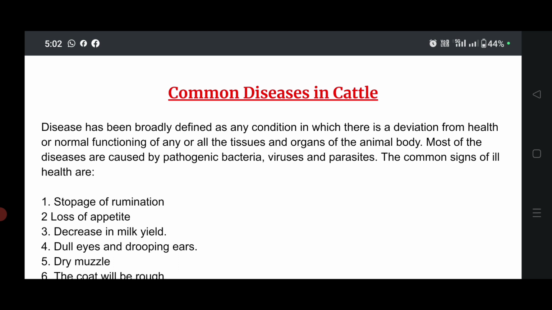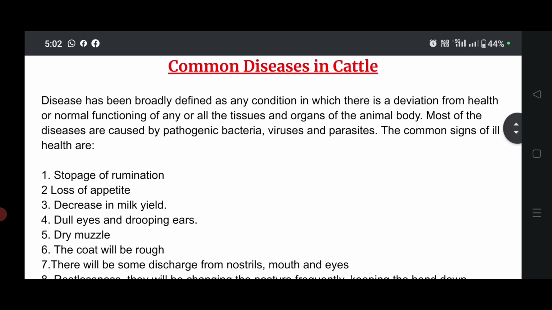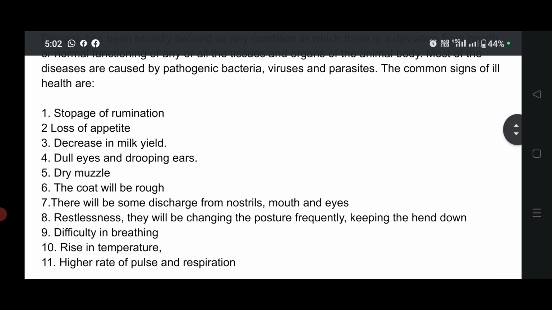The common signs of ill health are: 1. Stoppage of rumination. 2. Loss of appetite. 3. Decrease in milk yield. 4. Dull eyes and drooping ears. 5. Dry muzzle. 6. The coat will be rough. 7. There will be some discharge from nostrils, mouth and eyes.